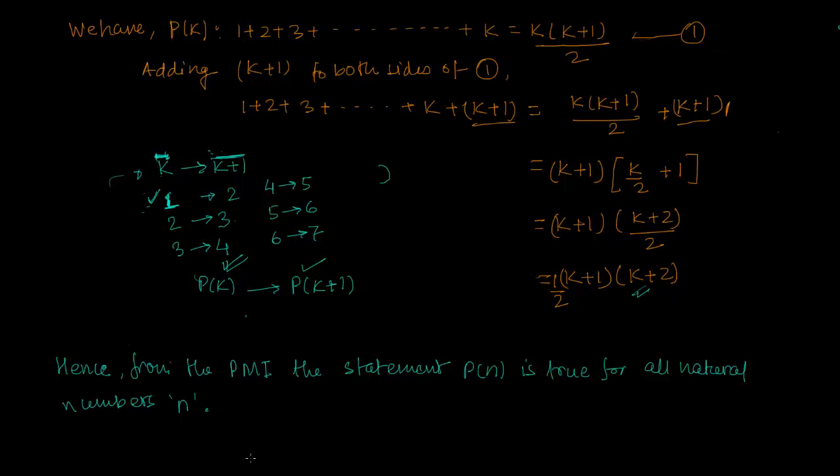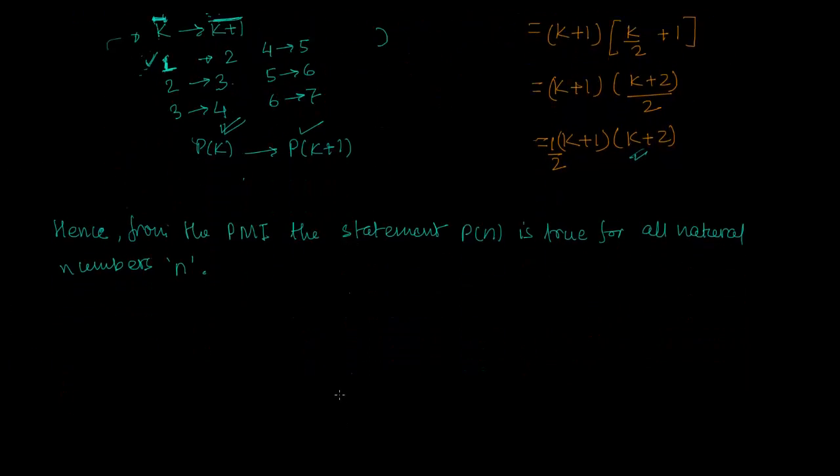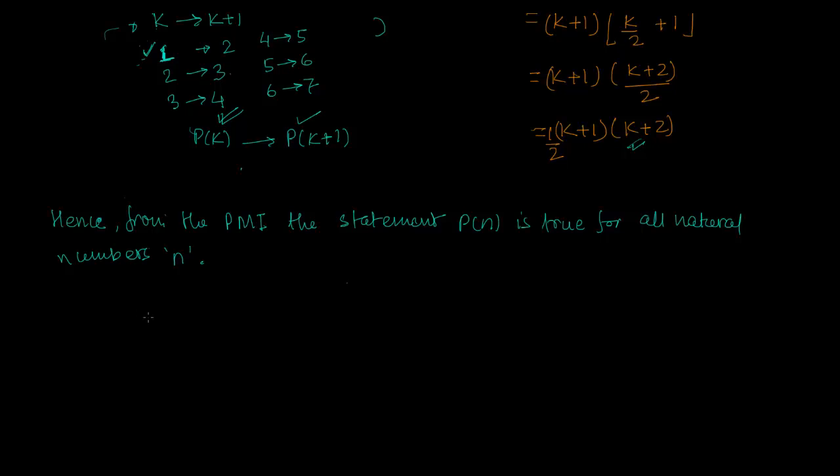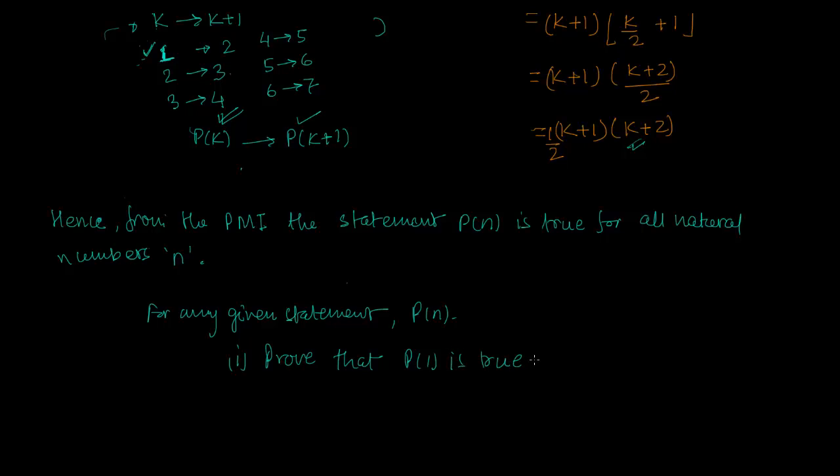We get the point? So in a nutshell, for any given statement, we prove statement P(n): prove that P(1) is true, and second, if P(k) is true, P(k+1) is always true, and that is what does the trick, correct?